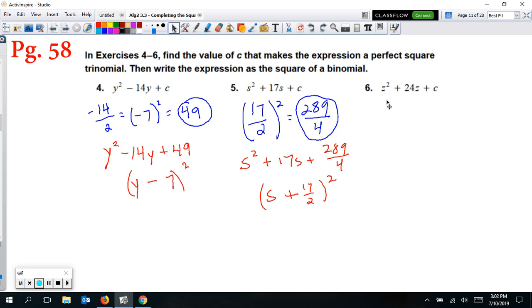So here's number 6. 24 is an even number. I'm going to let you try this. Go ahead and pause the video real quick and see if you can figure out what the c number is supposed to be, add it in, and make your square of a binomial.